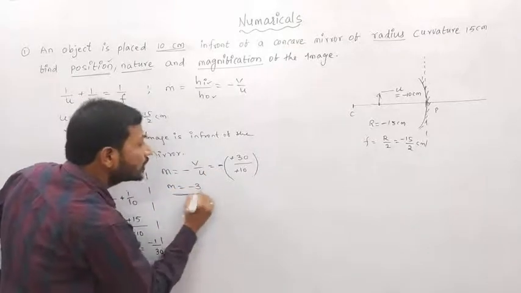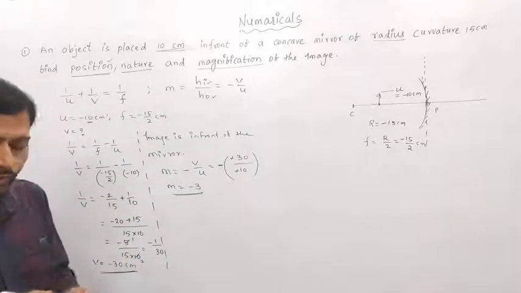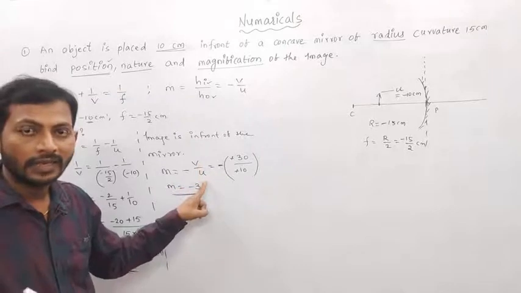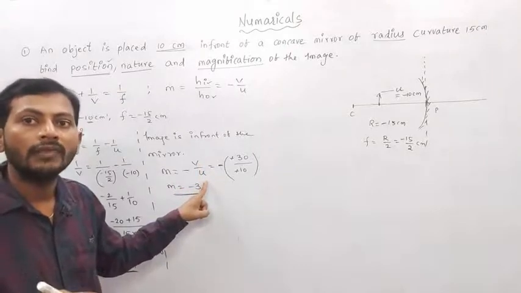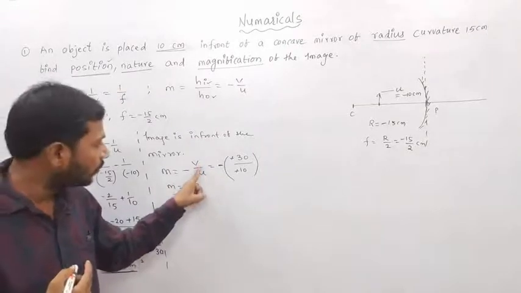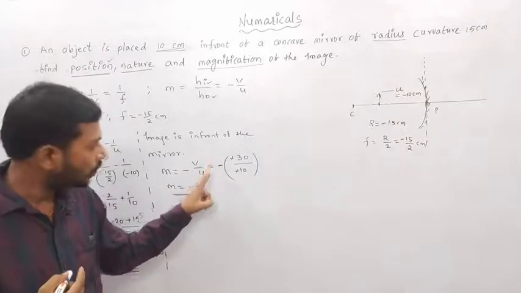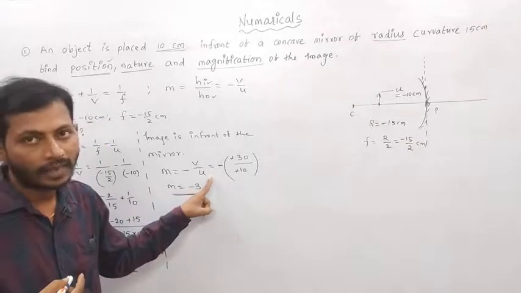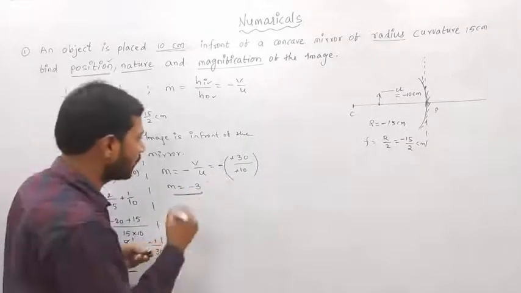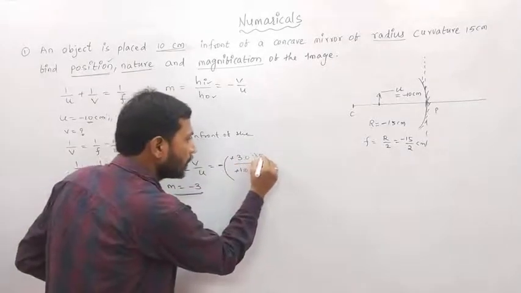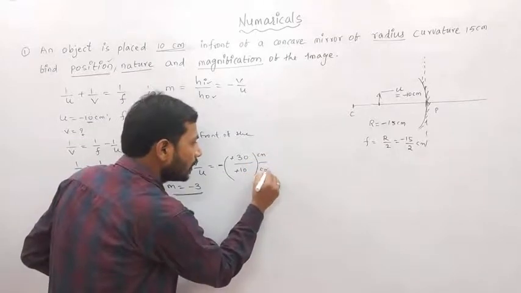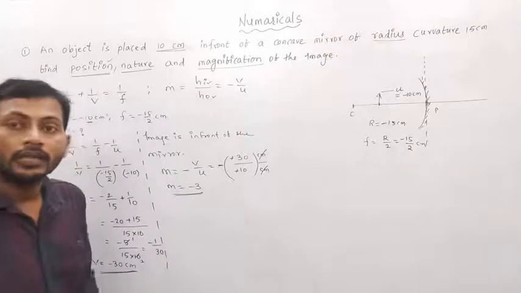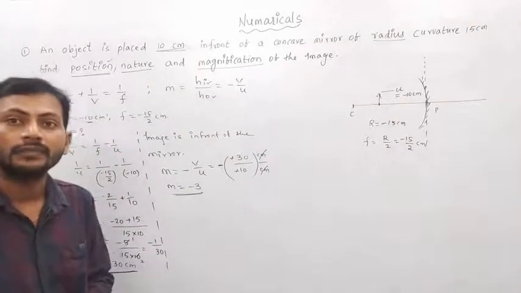There are no units here. Why are there no units? v is a distance, u is a distance. It is a ratio between similar physical quantities. If v is in centimeter, u also will be in centimeter. Centimeter, centimeter get cancelled. If you get confused, I will write v equals 30 centimeter divided by 10 centimeter. Centimeter, centimeter get cancelled. Then what is the answer, sir? m equals minus 3.